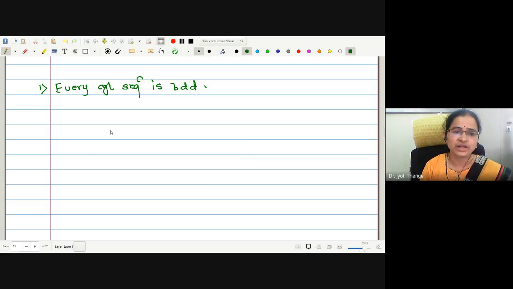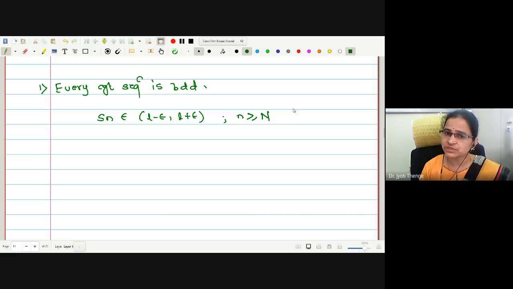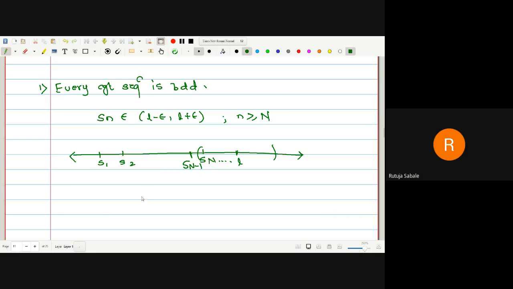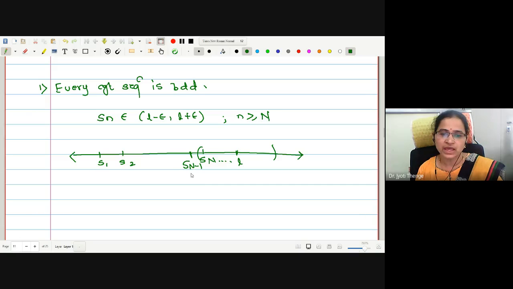Very good. In the definition itself, it was said that Sn belongs to L minus epsilon to L plus epsilon. But this is the case for capital N and onwards. What about the previous ones? Are those also bounded? Yes, you are correct. For Sn and onwards, all are in this interval. Therefore, if I am saying it is in the interval, it is bounded. How many elements are outside the interval? Finite. Yes, it is finite: S1 to Sn minus 1.